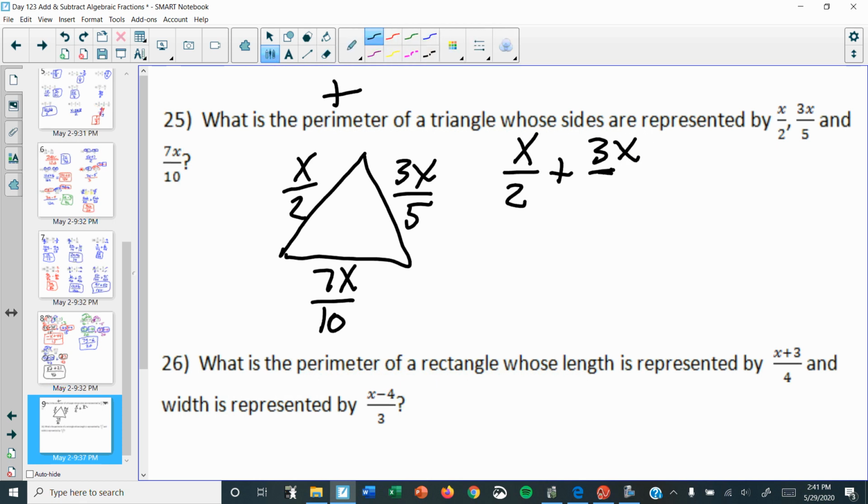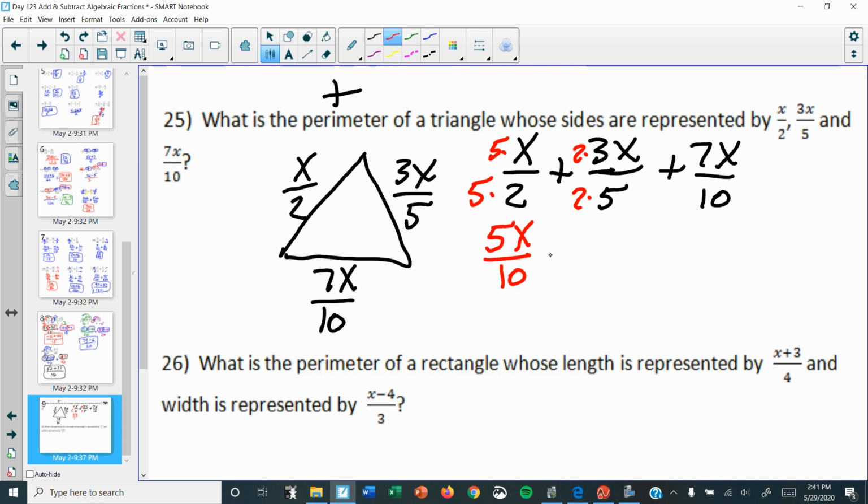plus 7x over 10. Well, again, the denominators have to be the same. So with the first fraction, well, what does 2, 5, and 10 all go into? They all go into 10. So you're going to have to multiply the first one by 5. To make a 5 look like a 10, you're going to have to multiply this one by 2. And the last one's all good. So we get 5x over 10 plus 6x over 10 plus 7x over 10.